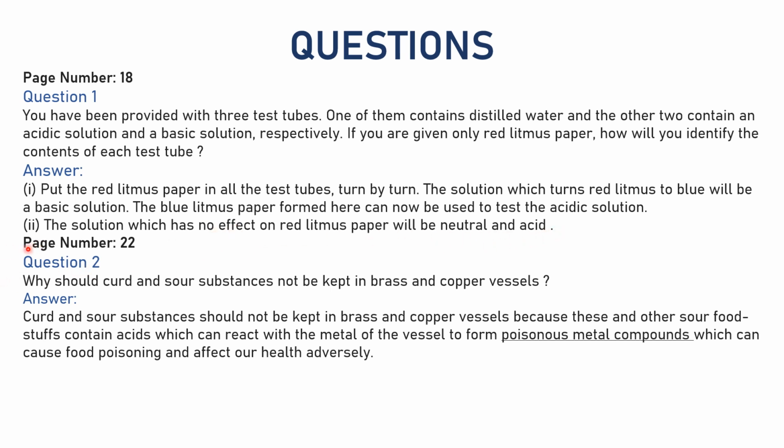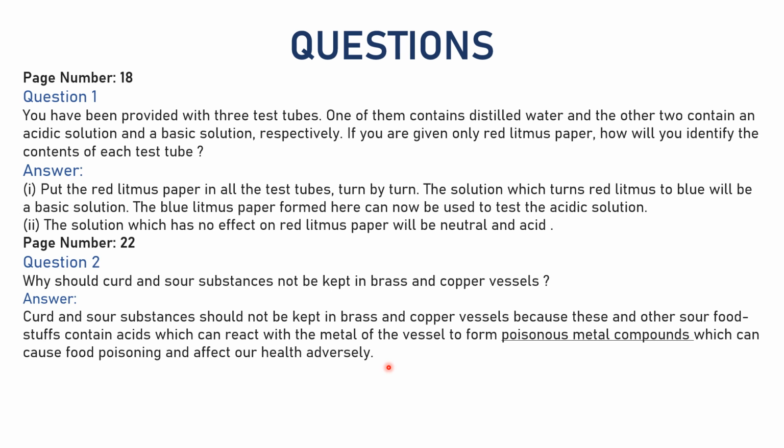Okay, now the next question, taken from page number 22. Why should curd and sour substances not be kept in brass and copper vessels? See, brass and copper vessels are reactive metals, right? And when you put curd and sour substances, that means it has acid in it, right? These acids will react with the metal and can form poisonous metal compounds. So the possibility of forming poisonous metal compounds is more, okay? Which can cause food poisoning and affect your health adversely.